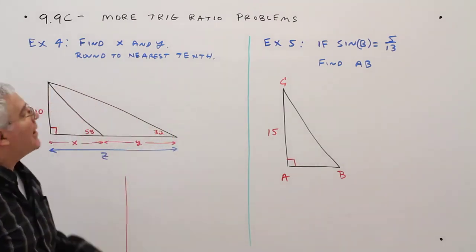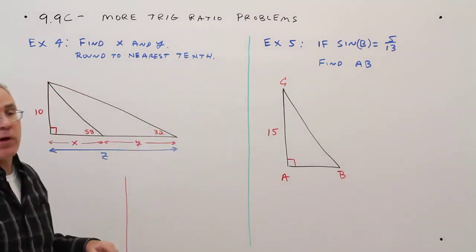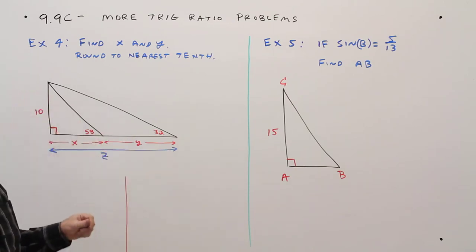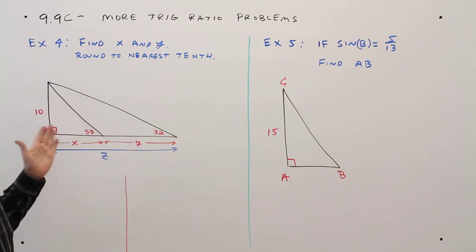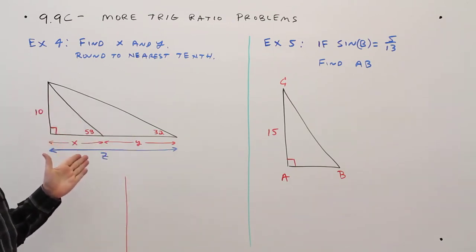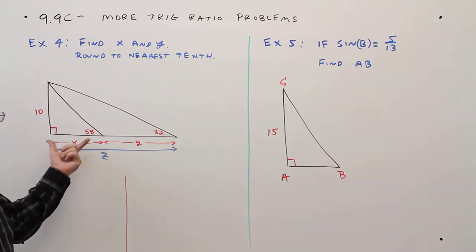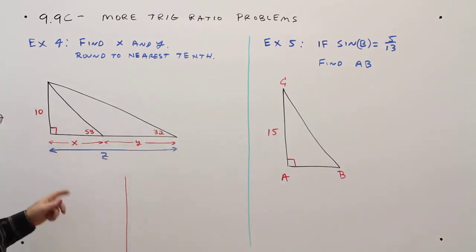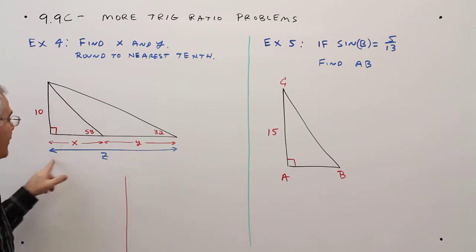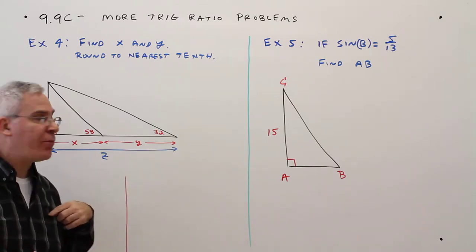Welcome to video 9.9c, more trig ratio problems. So I've got two examples. Example 4: find x and y and round to the nearest tenth. Okay, so x is this dimension, y is this dimension. I went ahead and called z the big dimension. I'm going to use that later in my problem.